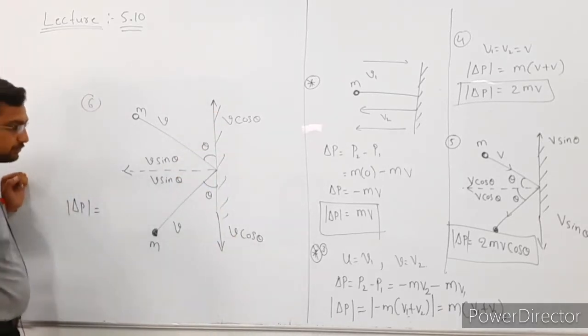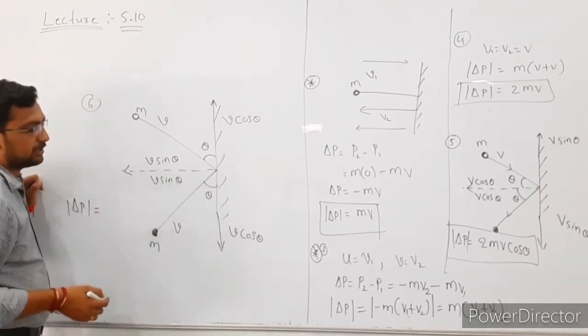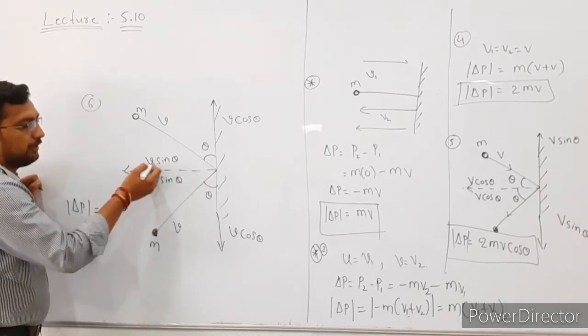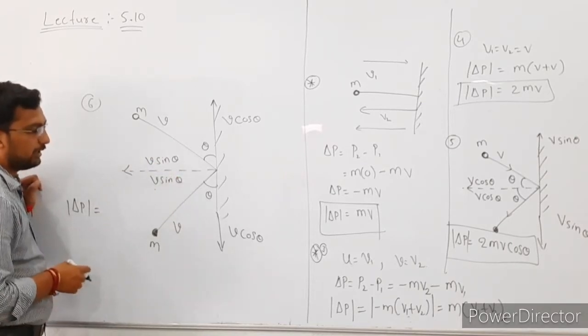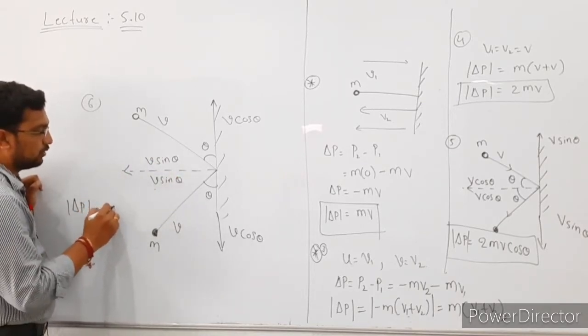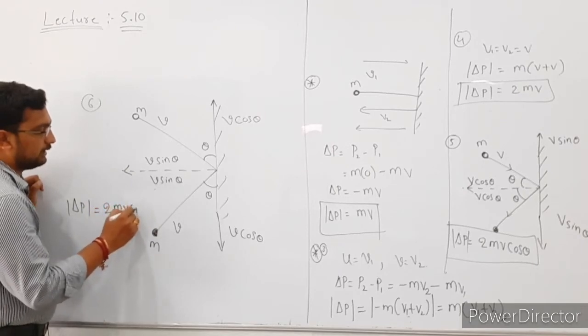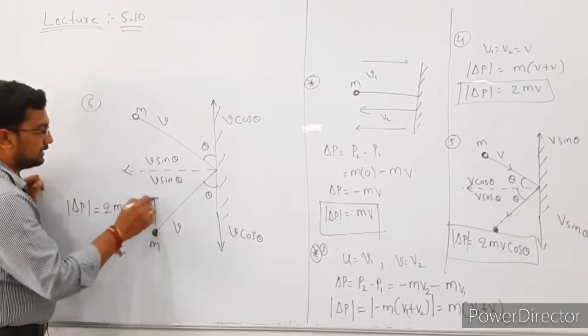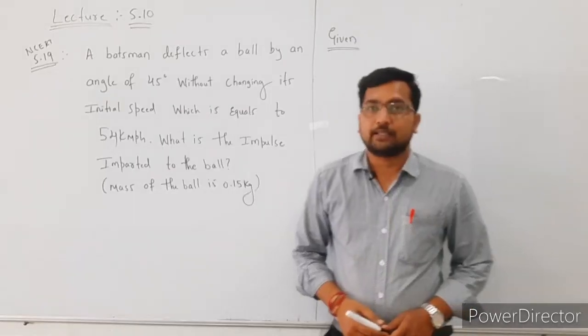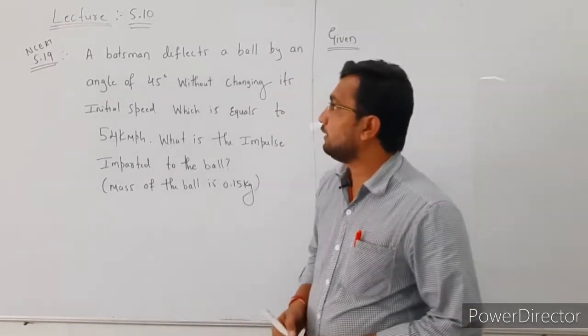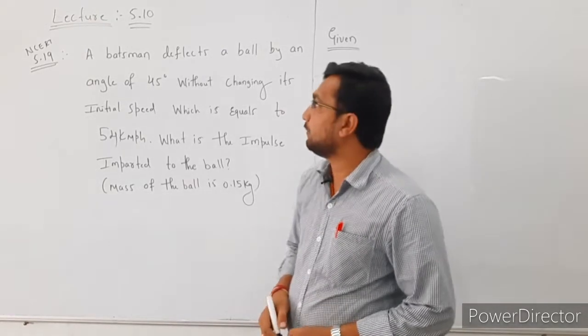So the momentum along this direction, in this case the v sin theta and v sin theta are both in the same direction, then the change in momentum in this direction is 2 into m into v sin theta. See here, this is the 5.19 NCERT problem.